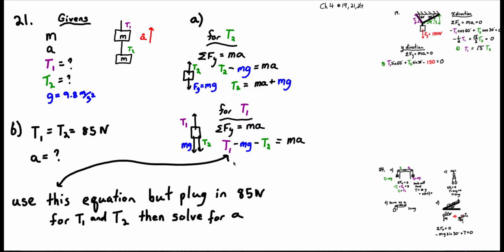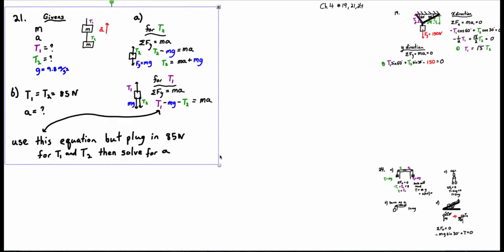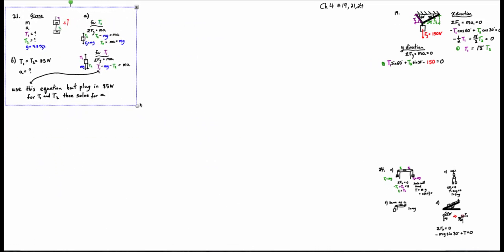So if I just substitute T1 and T2, if I put an 85 in there, well, I know my mass times gravity, like I can find that out. I can just do my mass times 9.8. And then I can find this out. I can solve for A now because I know T2, I know T1, I know M, so I can solve for A. And that will give you the maximum acceleration before the strings break.